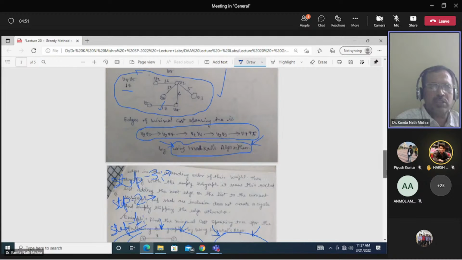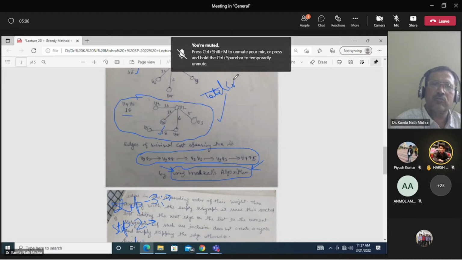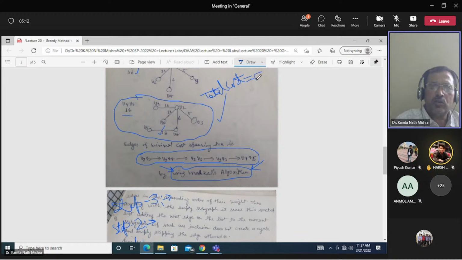And its total cost is, what is the total cost? Harsh Govind ji, how much did the total cost come? So its total cost is equal to how much? Sir, just a minute. 56. So the total cost is 56.